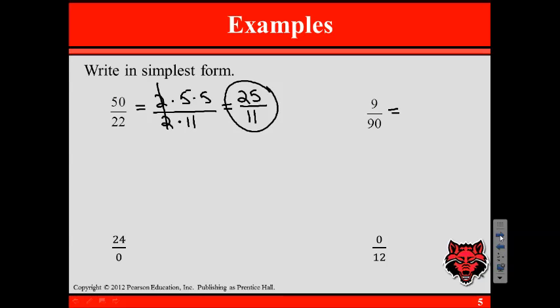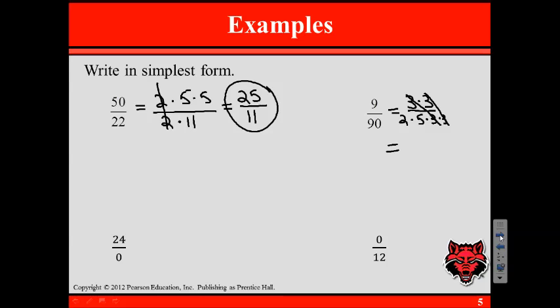Let's go to the next number, 9 over 90. 9 can be rewritten as 3 times 3. 90 is the same as 2 times 45. 45 is 5 times 9. 9 is 3 times 3. So we have one set of 2's that are in common, one set of 3's that are in common, another set of 3's that are in common, and we see that all of the numerator cancels.